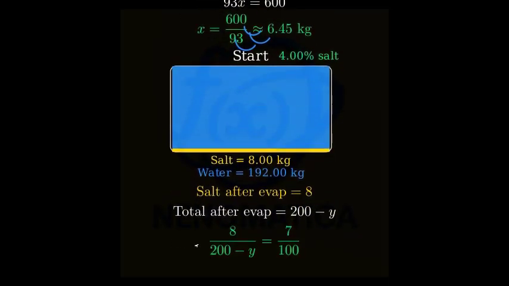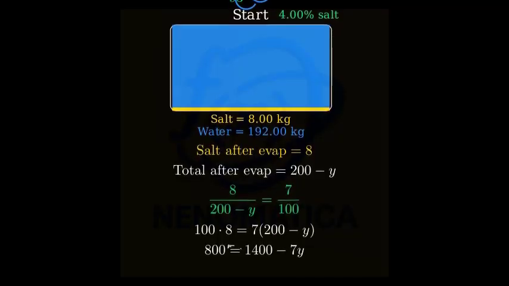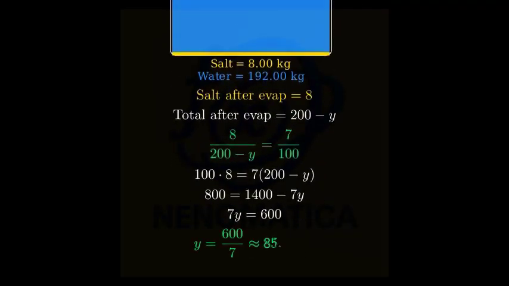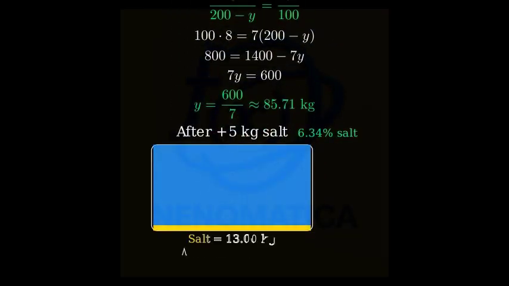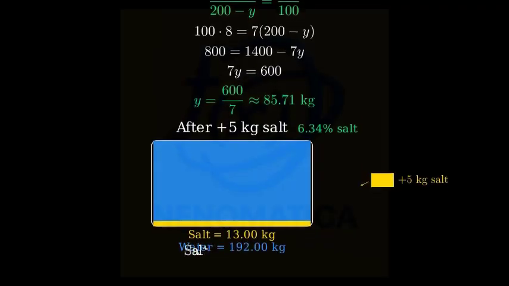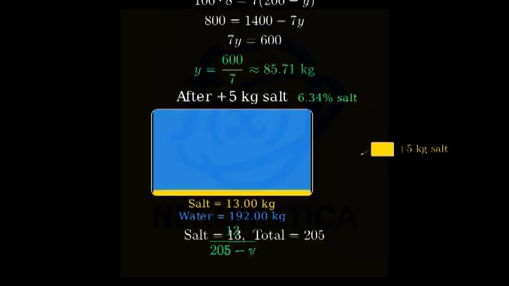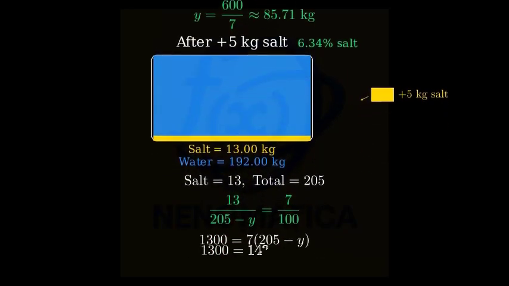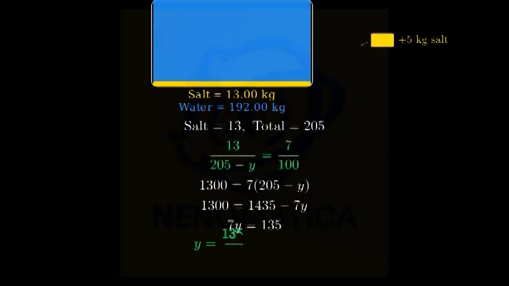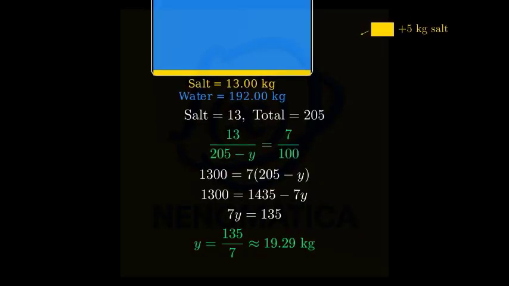Case 3. Suppose only 5 kilograms of salt are available. Add all 5 kilograms. Then the salt becomes 13 kilograms, and the total mass becomes 205 kilograms. Now evaporate water until the concentration is 7%. Solve for the evaporation amount, y.